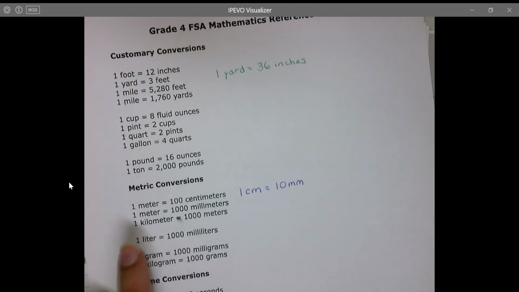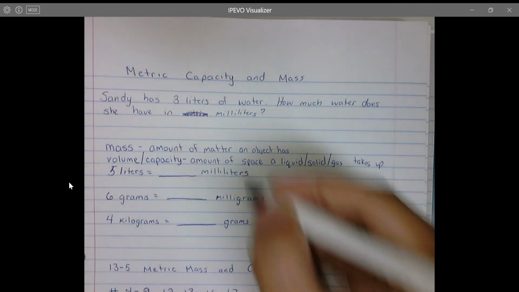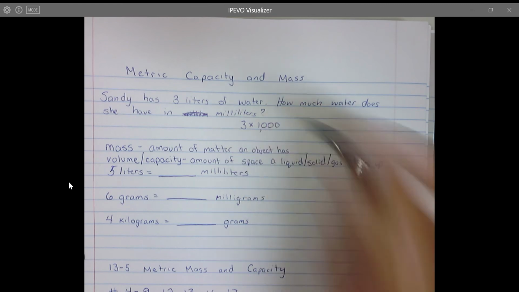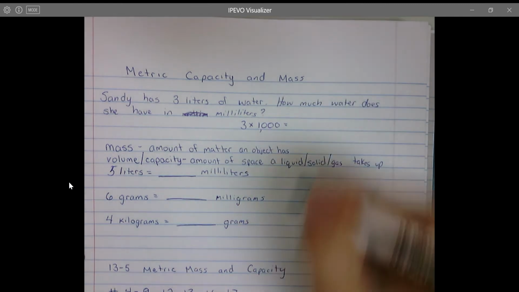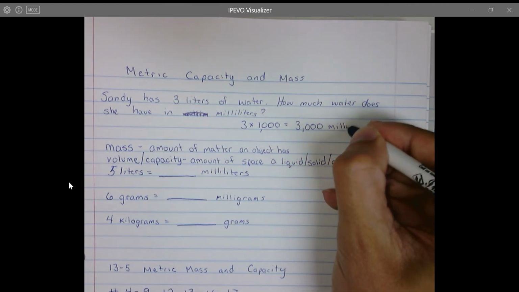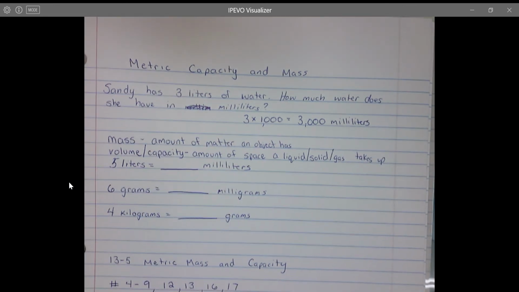So for every liter I have 1,000 milliliters. Well, I have 3 liters, and in each one of those is 1,000 milliliters. That would be 3 groups of 1,000. So 3 multiplied by 1,000, which is 3,000. So she would have 3,000 milliliters. Now we haven't done a problem with capacity or mass up until now, but it's the same process. Using this reference sheet, I can solve easily.